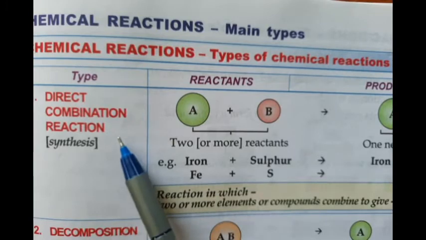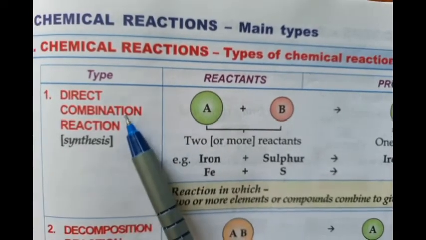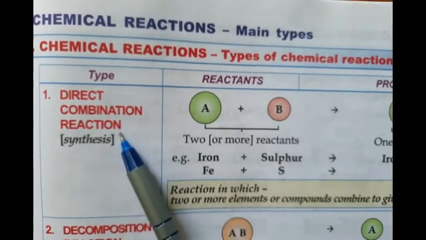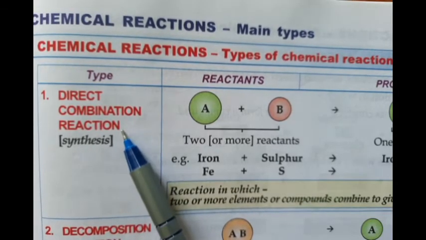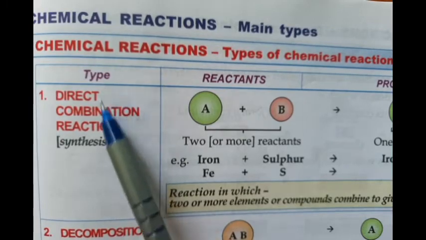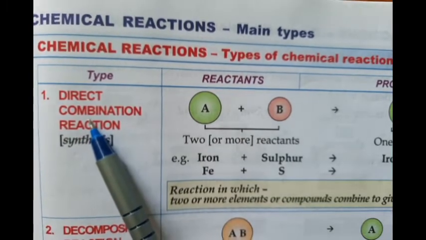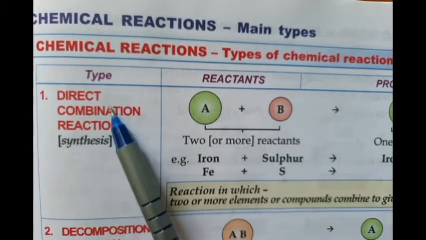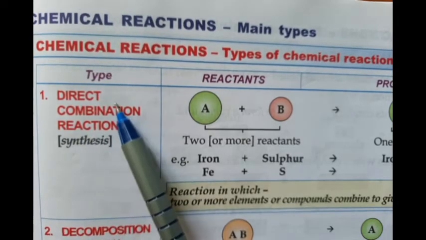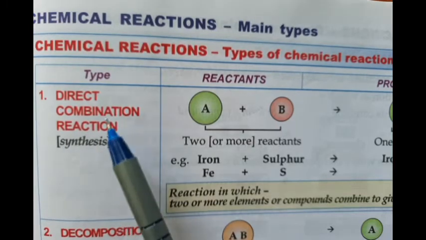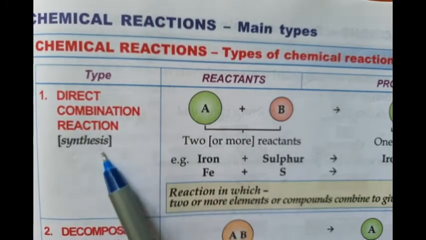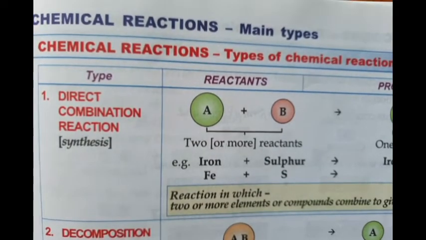So the first chemical reaction name is direct combination reaction. Direct combination reaction is the first chemical reaction which we are going to learn. And do remember, direct combination reaction is sometimes only called by the name combination reaction, also known by the name synthesis reaction. So another name of direct combination reaction is synthesis reaction. Now let us see what this reaction is.